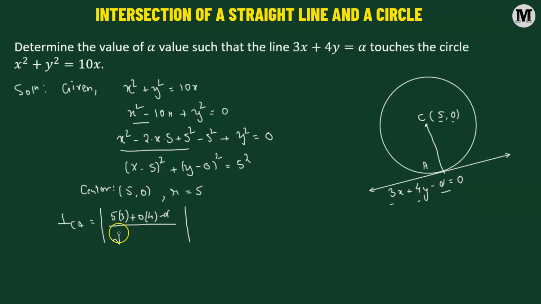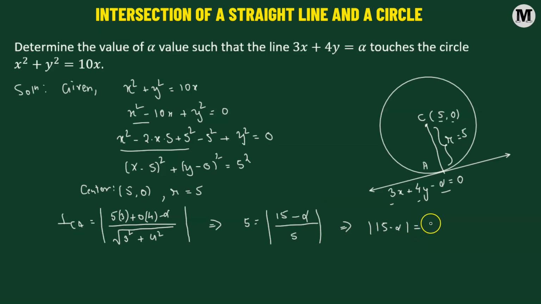This will be divided by the square root of, we'll have to take the coefficient of x, which is 3. So we'll take 3 squared, added to the coefficient of y, which is 4. We take the square of that value. Fine. So this will be equal to, now, what is the perpendicular distance CA? This is nothing but the radius of the circle, and we already obtained this is 5 units. So 5 will be equal to the absolute value of 5 times 3, that's 15. We have 15 plus 0 times 4, that's 0. So we're left with 15 minus alpha in the numerator, divided by the square root of 3 squared plus 4 squared, that's simply 5. Which means that we now have the absolute value of 15 minus alpha equals, cross multiplying, 25.